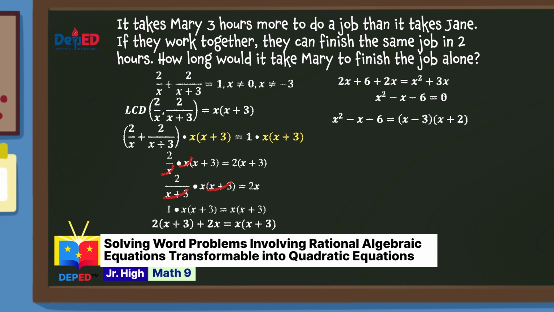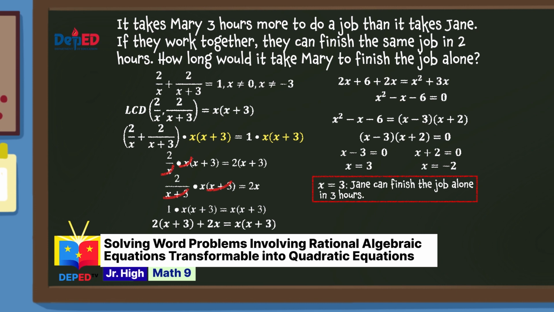X squared minus x minus 6 is equal to the product of the binomials x minus 3 and x plus 2. Hence, we have the equation binomial x minus 3 times binomial x plus 2 equals 0. Equating each factor to 0, we can conclude that x is equal to 3 and also equal to negative 2. However, x represents the number of hours it takes Jane to finish the job alone. It can't be negative, so x must be equal to 3. Jane can finish the job alone in 3 hours, and thus, Mary can do it alone in 6 hours.